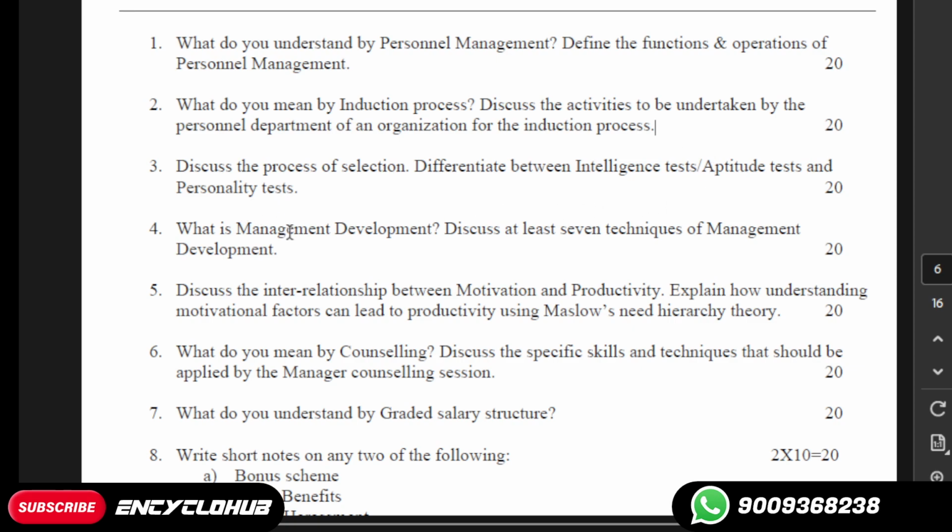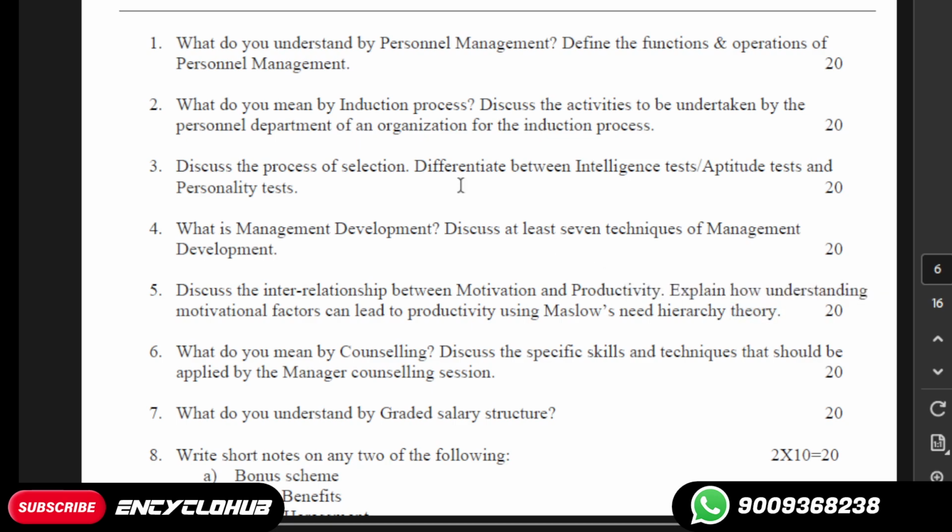And what is management development? Discuss at least 7 techniques of management development. And fifth, discuss the interrelationship between motivation and productivity. Explain how understanding motivational factors can lead to productivity using Maslow's need hierarchy theory.